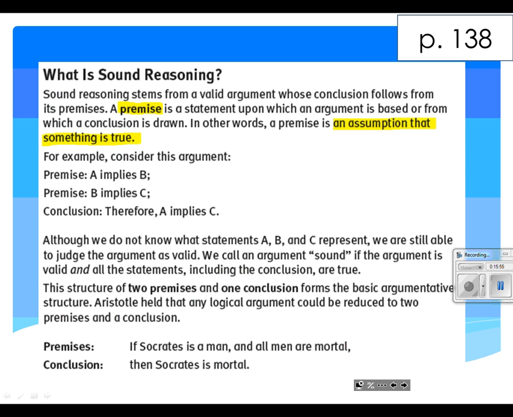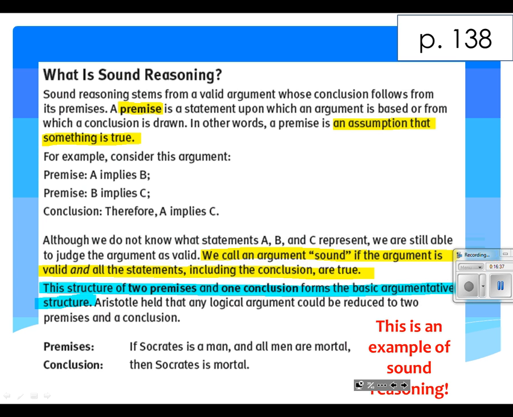The next thing I'm going to have you highlight is this. We call an argument sound or good or true if the argument is 100% valid and all the statements are true. So everything that you say, it's not opinion, it's fact, it's the real deal. And the last thing I'm going to have you highlight is this. Basic arguments have within them two premises and a conclusion. So we have two factual statements, and then we develop a conclusion because of those two statements. There's an example that falls right below, and I'm just going to have you write down this side note to yourself. This is an example of sound reasoning.